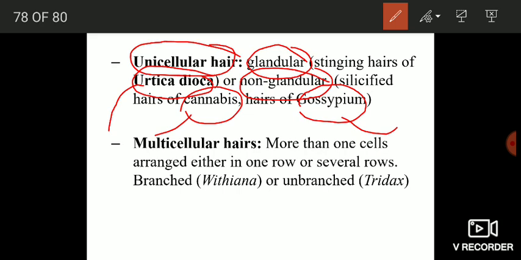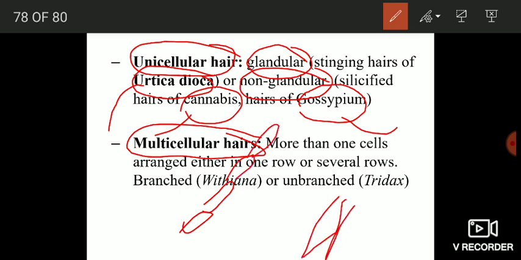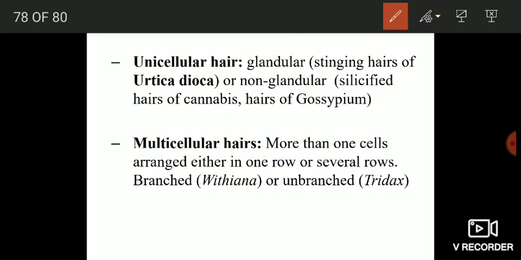Then multicellular hairs, those hairs which are made up of more than one cell, and these cells may be either arranged in one row like this, or they may be arranged in more than one row. I will make it more clear. They may be arranged in either one row or more than one row.